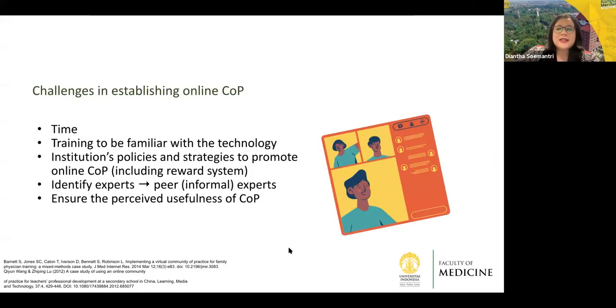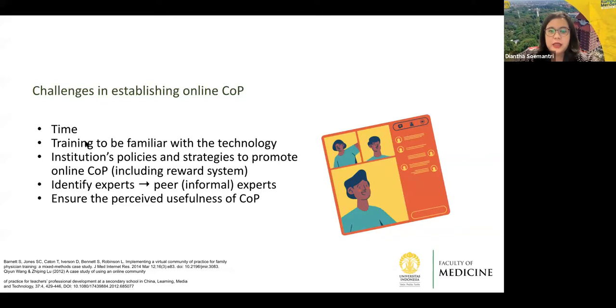So if we look at the steps, now we look at the challenges in establishing online COP. I guess the notion of time is the challenge in everything, including in offline COP and also online COP. Making sure that everybody has the time to contribute, making sure the facilitator is diligent enough to initiate discussion, to involve everyone. That would be the biggest challenge of time. Are we going to have time to maintain the COP in the midst of our other tasks and responsibilities in the faculty or in the hospital or in other settings?